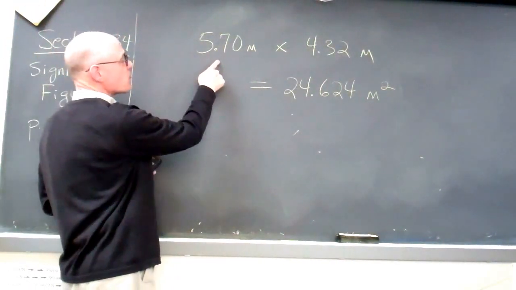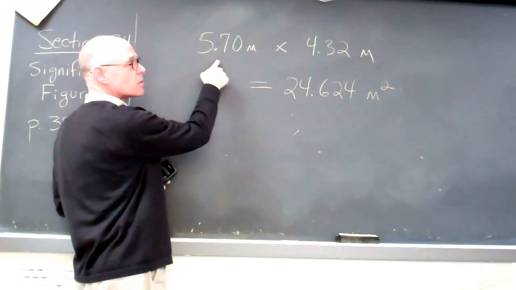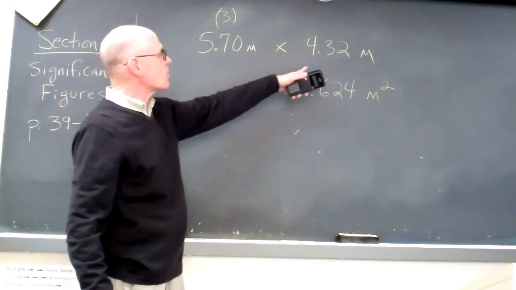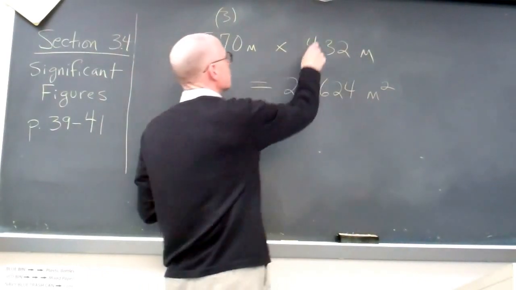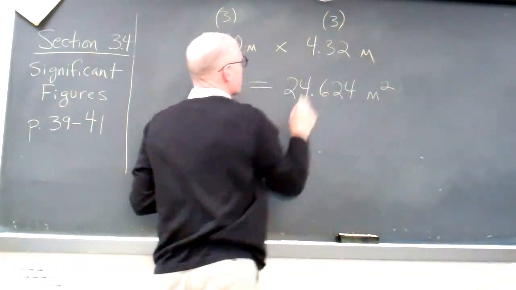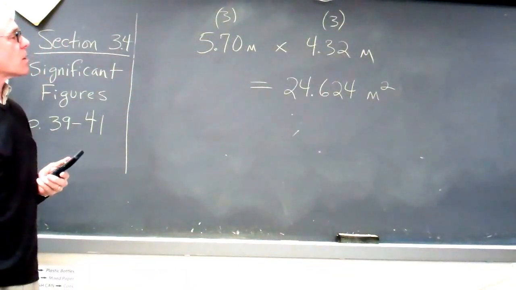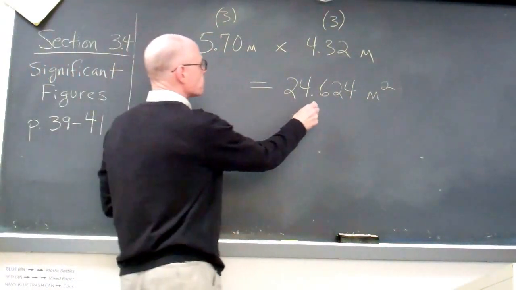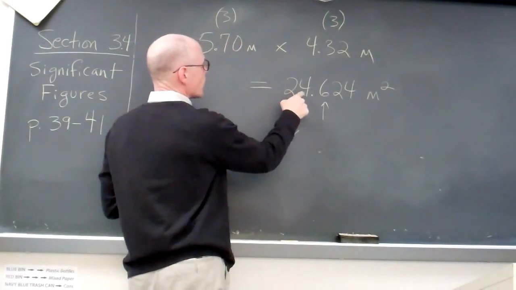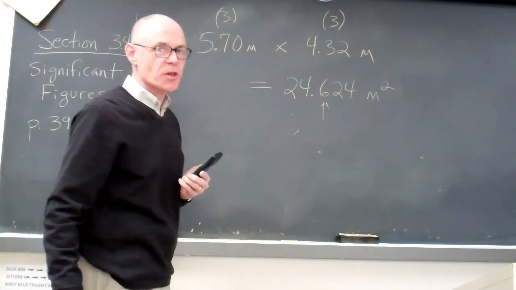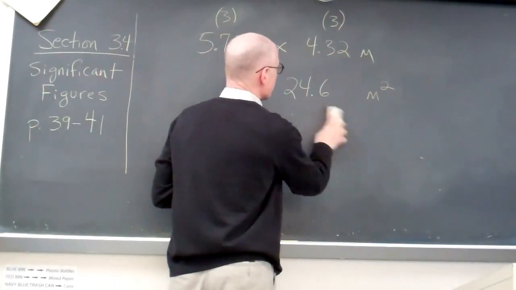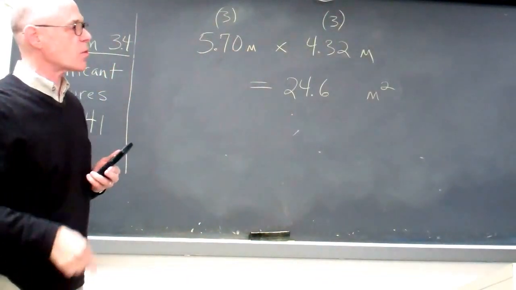How many significant figures are in 5.70? 3. How about in 4.32? 3. So you're going to apply your rounding rules. We're going to express 3 significant figures in your answer. So you're using your rounding rules. So your answer is 24.6 square meters.